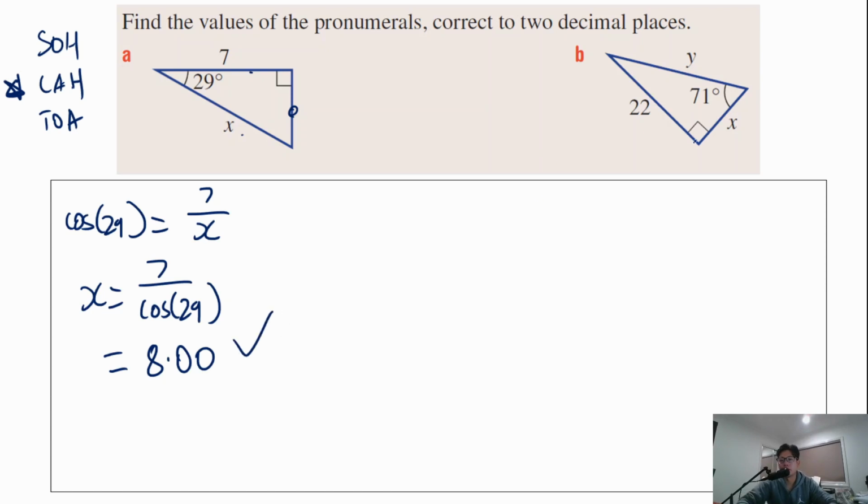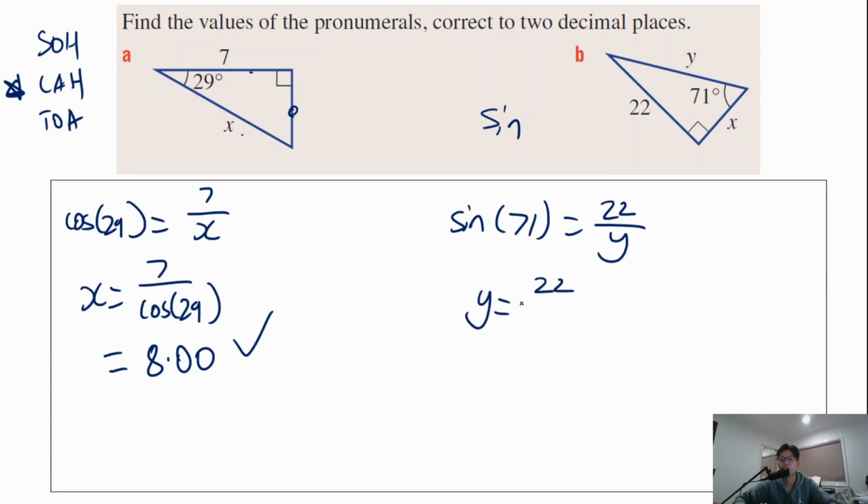And the next one, we need to solve for both x and y again. Let's start once again with opposite and the hypotenuse. So that means we'll be using sine. So sine 71 equals 22 over y. Rearrange that, and y equals 22 over sine 71. Pop that into the calculator and that will give you a value of 23.27. So that means that one here is 23.27.